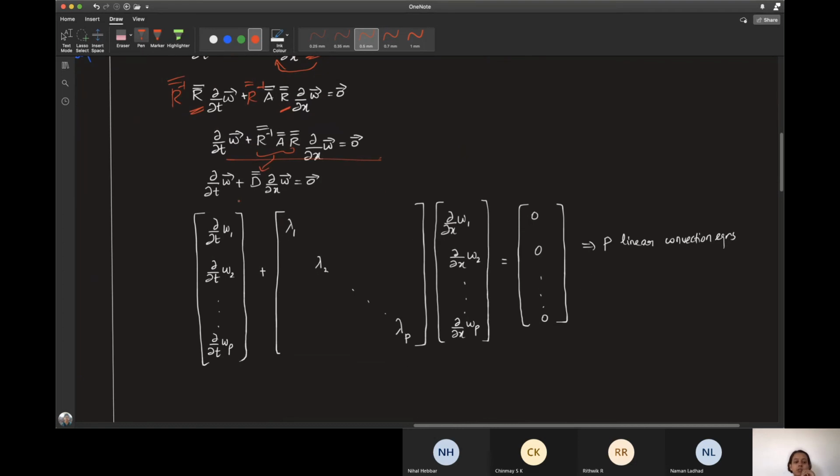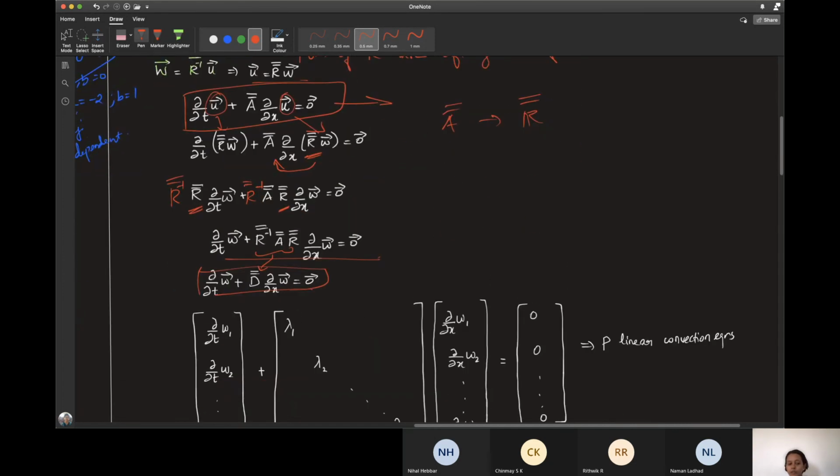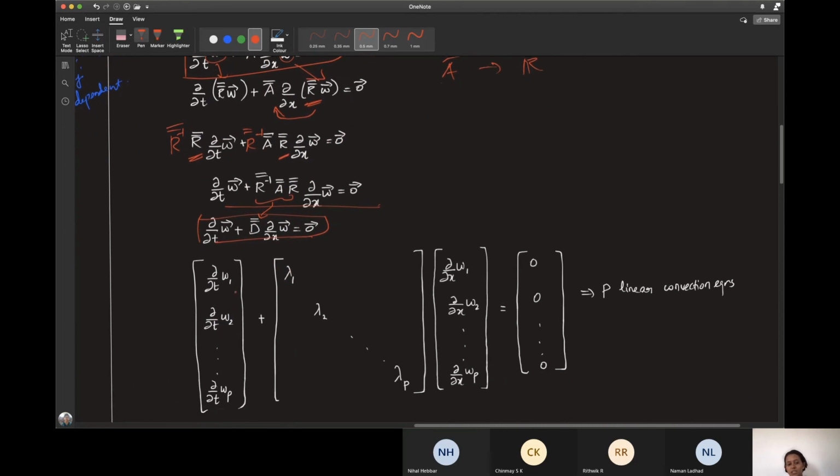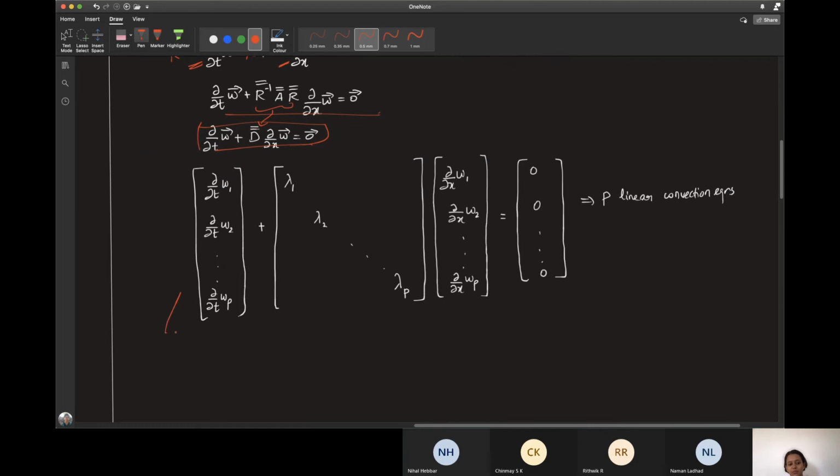So now this is a simple decomposition. You have W's here. This is a vector equation. Your actual system of equations has now been transformed into another system of equations. But if you expand and write this system, you will actually find p scalar equations, because this matrix is a diagonal matrix.